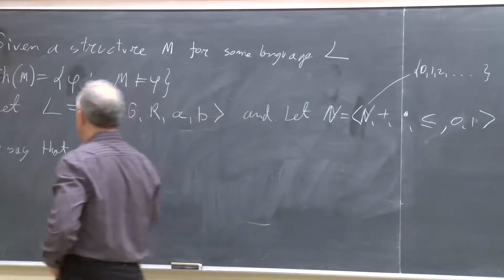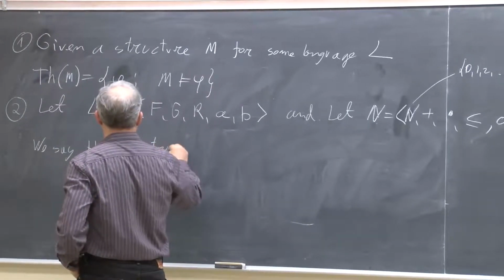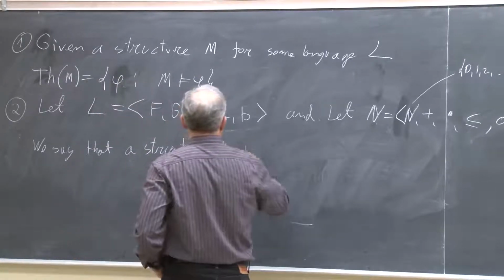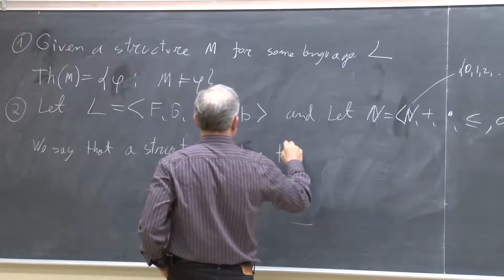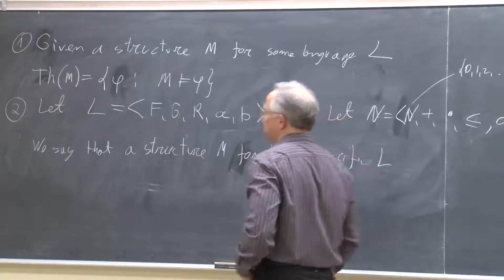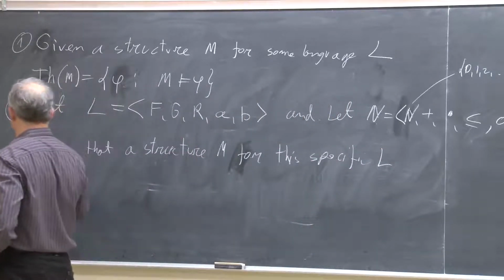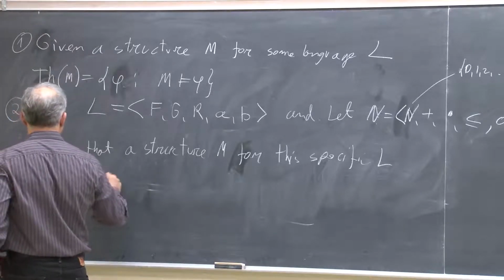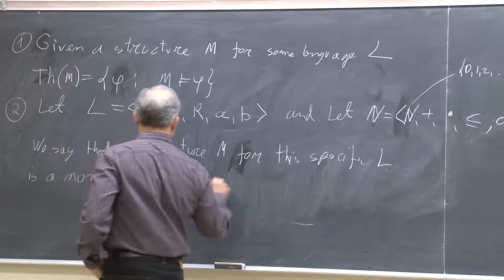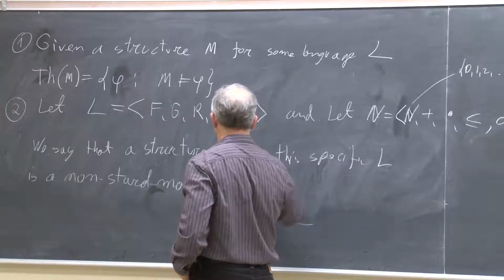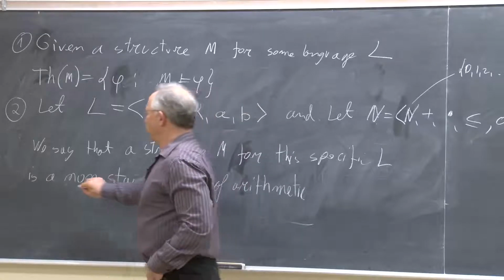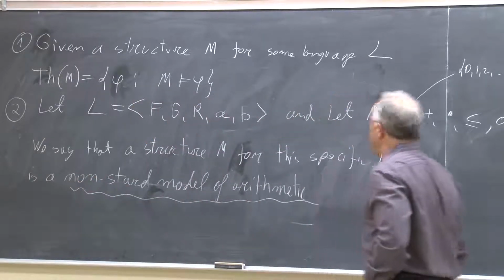And now we say that a structure M for this specific L is a non-standard model of arithmetic. So that's the new object that we define.